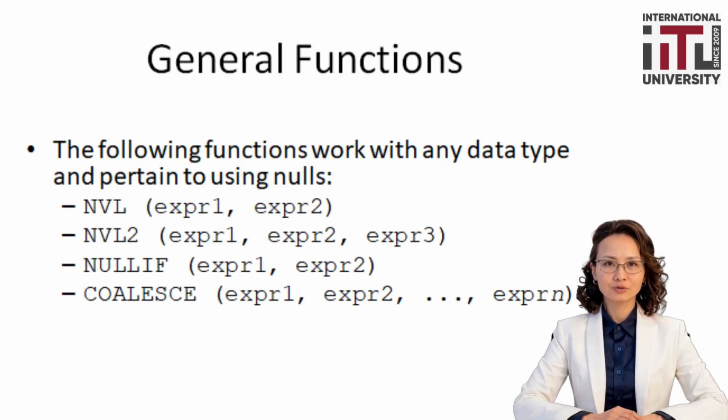If they are equal, it returns null, otherwise it returns XPR1. This is useful for avoiding errors such as division by 0. The COALESCE XPR1, XPR2, XPRN function returns the first non-null value from a list of expressions. It is more flexible than NVL because it can handle multiple alternatives. Overall, these functions help ensure more reliable and meaningful query results by properly managing null values.